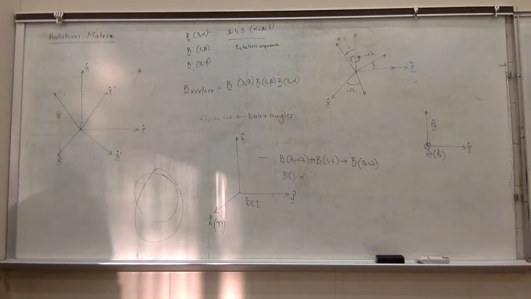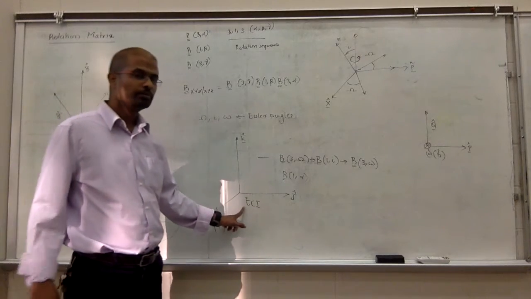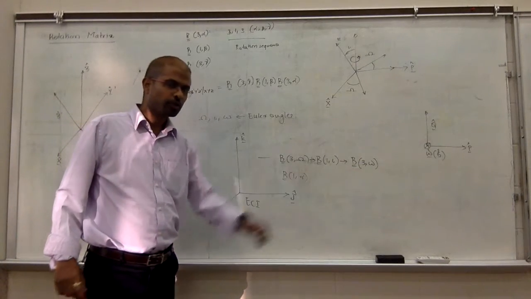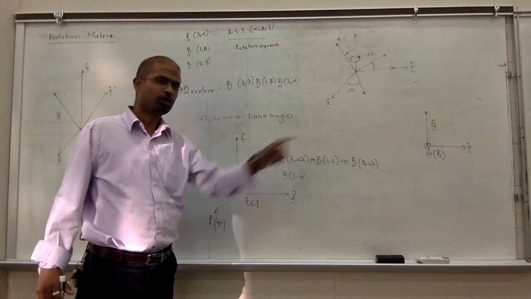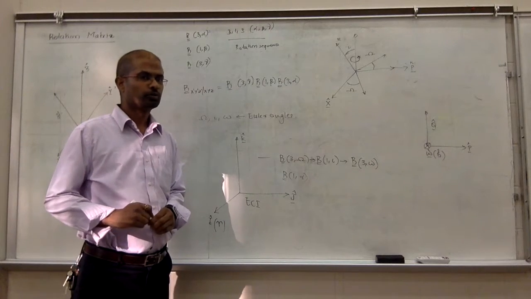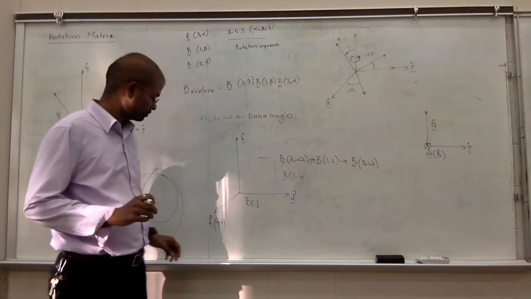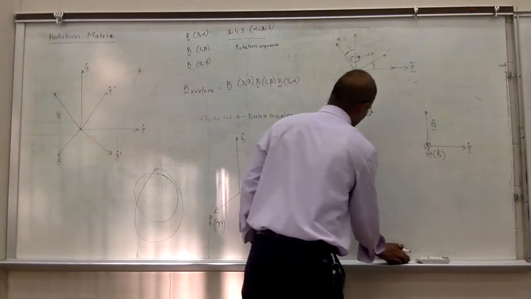Now let's do another exercise. I have a question. Yes. Are these three the same as the three at the top, the multiplication sequence? The multiplication sequence is always reversed. So if I want to convert ECI frame to PQW frame, if I give you this cap omega, I, small omega, what will you do? You'd use that up there, but reverse it.